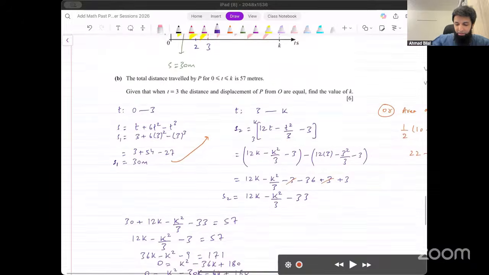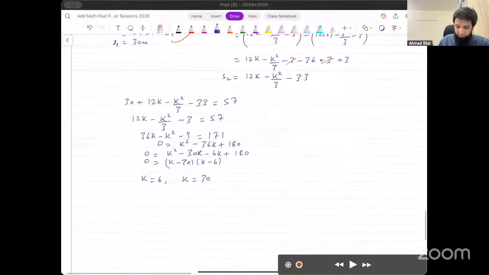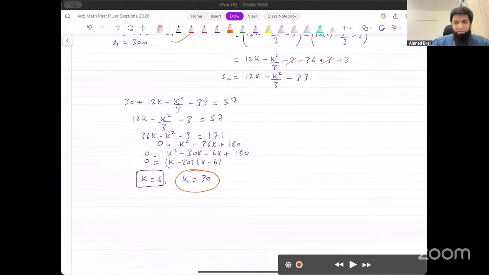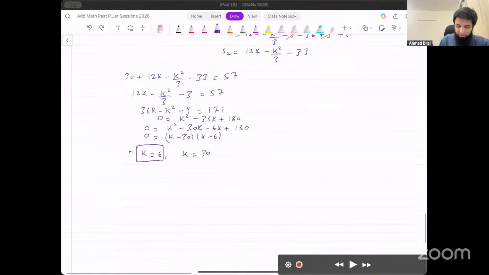So the first time, therefore, when the distance traveled becomes 57, that is when k is equal to 6. That is the value that we take. This will probably happen at some point later when the displacement becomes 30 again. Distance traveled will become greater than that. So we just take the first value of k that we're getting, that is 6, and that will be our final answer.